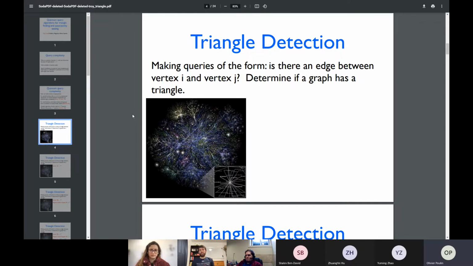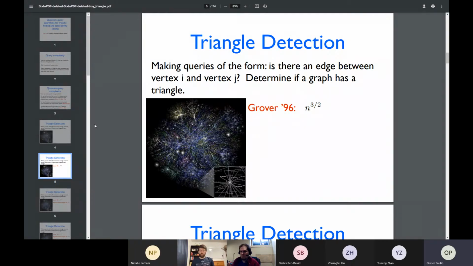And how would you do that in a query sense? You'd make queries of the form, is there an edge between vertex i and vertex j, and then determine if a graph has a triangle based on those queries. People have not only done this, but they've found bounds for this problem, starting in '96, I believe, with a paper by Grover called A Fast Quantum Mechanical Algorithm for Database Search.